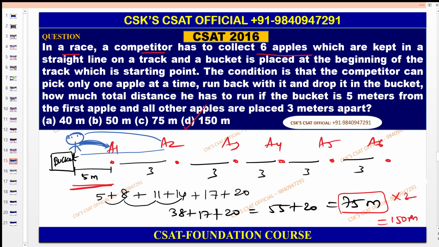So you have to be very careful in this kind of question. If you are marking 75, yes, 75 is also there, but that is wrong. Why? You need to multiply that with 2. So it's coming back also the same distance. If you are checking this one, here 8. Only bucket to apple 2 is 8. Coming back again to keep that apple in that bucket. So therefore another 8. 8 plus 8 is 16.